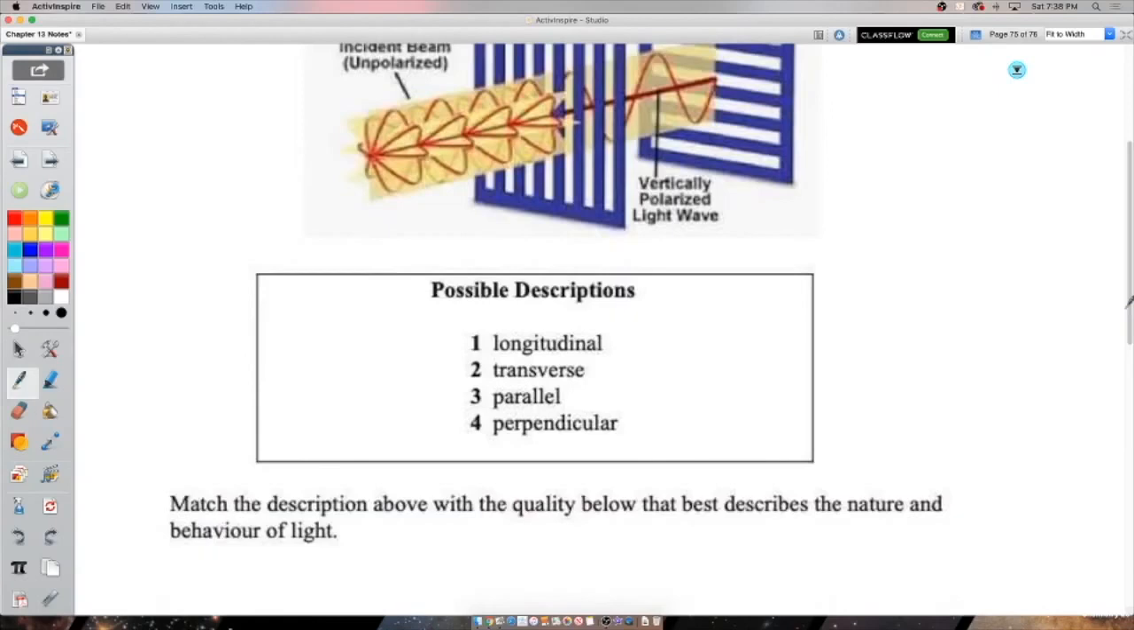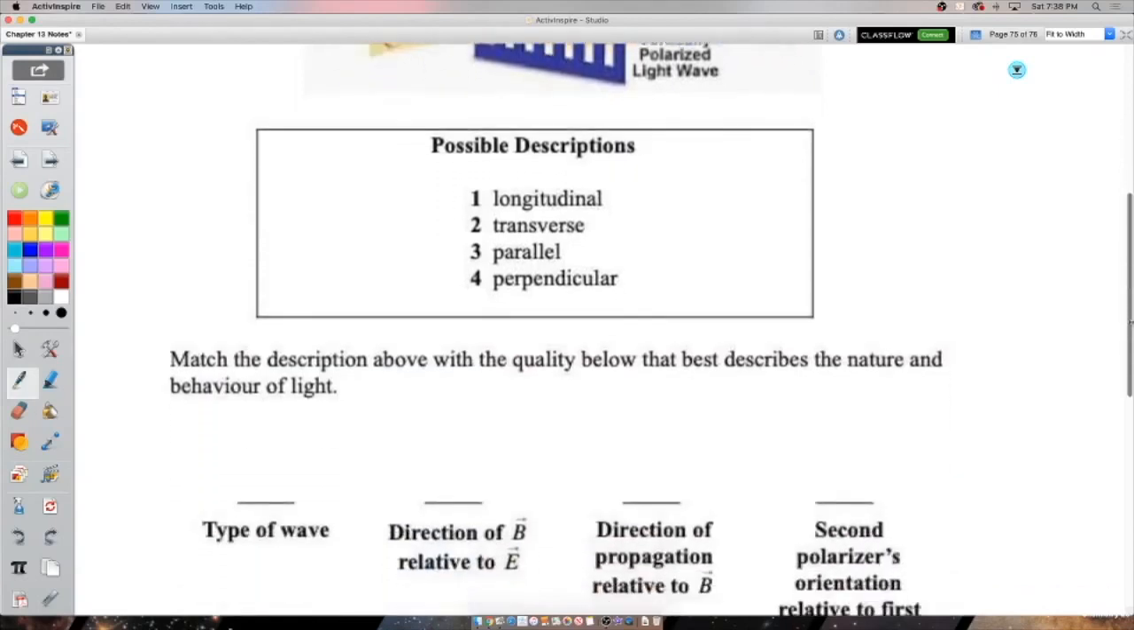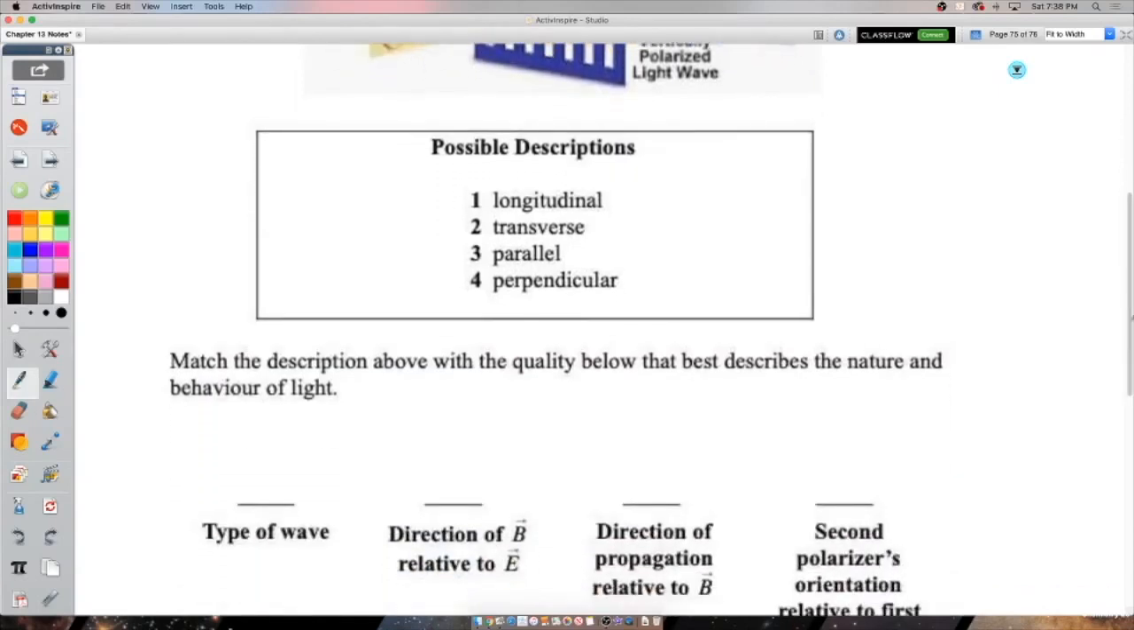Essentially just a knowledge question here. Match the description above with the quality below that best describes the nature and behavior of light. A lot of this doesn't even have anything to do with polarization. The type of wave: is it longitudinal or transverse? Parallel and perpendicular aren't types of waves. We know that the fact that light is polarizable means it must be a transverse wave.